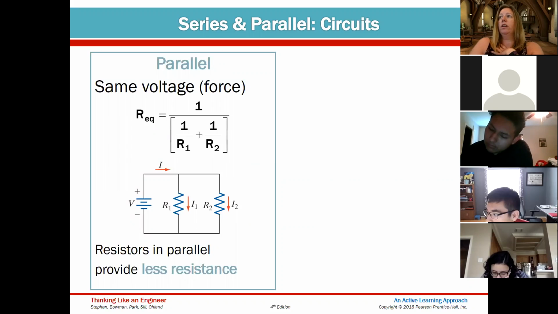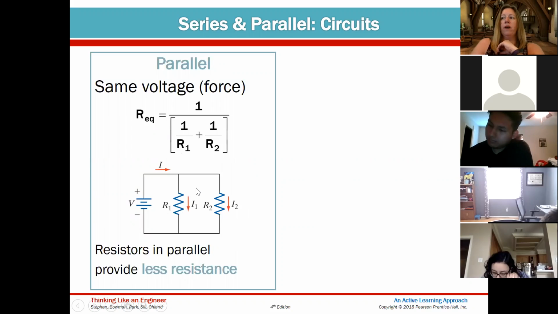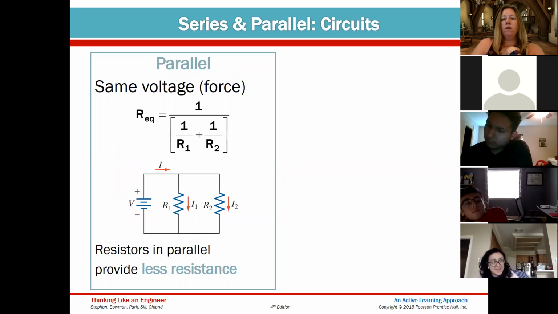In parallel, the same voltage or force is applied throughout our whole circuit. When we calculate our equivalent resistance, here we have two resistors: resistor 1, which has current 1, and resistor 2, which has current 2. Our current is split between our two resistors. When our resistors are in parallel, we provide less resistance in the circuit. The equation to calculate our equivalent resistance is 1 over R1 plus 1 over R2, so there is an inverse relationship going on for our two resistors.